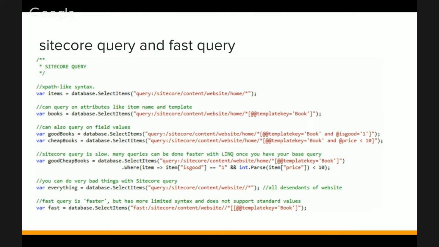Conversely, if you do that and then specify another constraint that says give me all the items underneath this node, all descendants that have a template key of book, that's going to take a while too, because under the covers, Sitecore is actually going to walk every node of the tree testing your query.